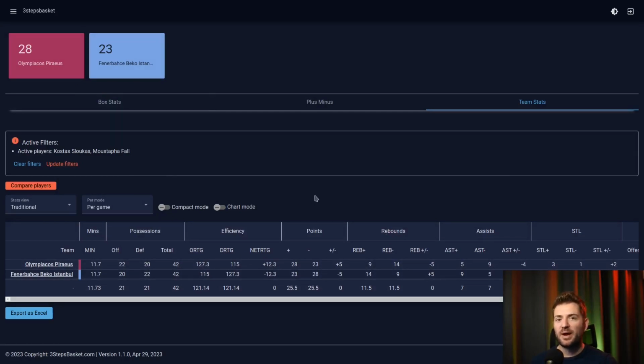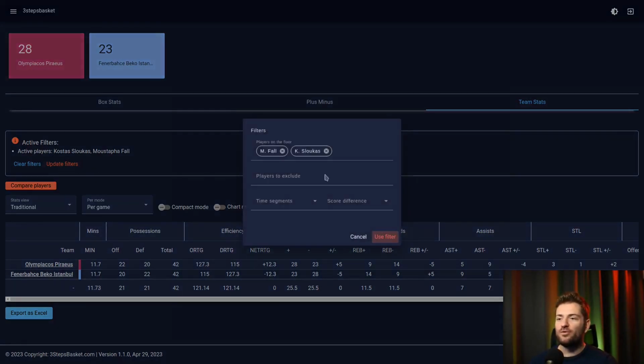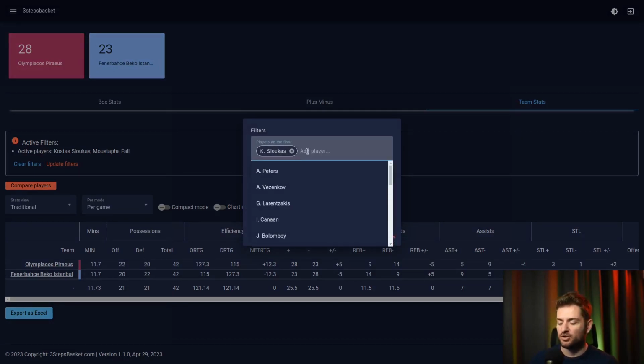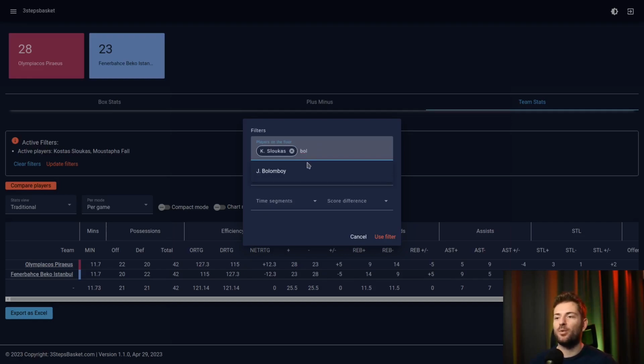But this is a small surprise. Kostas Sloukas was on the bottom of the plus-minus table that we saw before. So how is it possible that there was a part of the game with Kostas Sloukas being so positive? That means that there must be another part of the game when Sloukas participated and the game was a disaster for Olympiacos. Let's go and find this out. The obvious choice is to check what happened when Sloukas played with different centers. So let's see what happened when he played with Bolomboy.